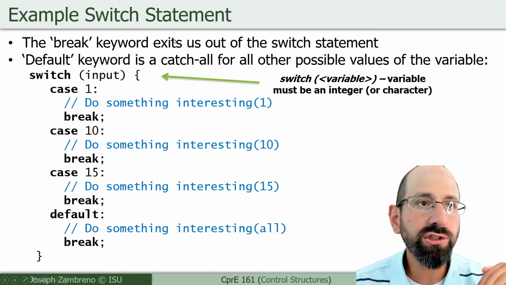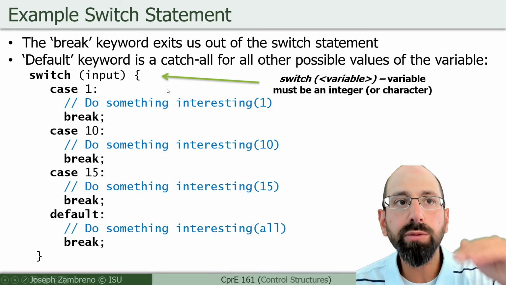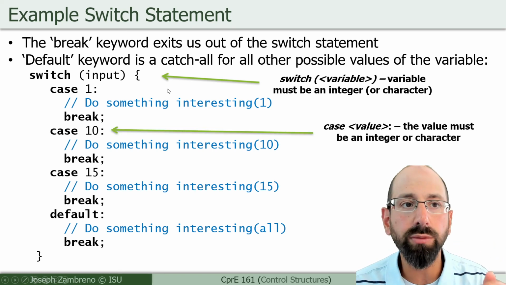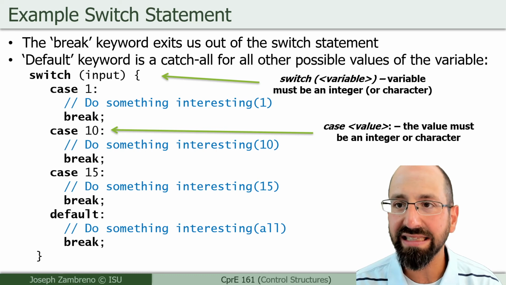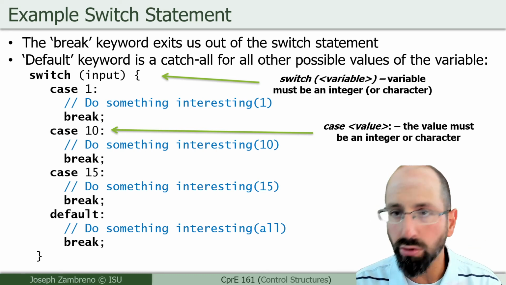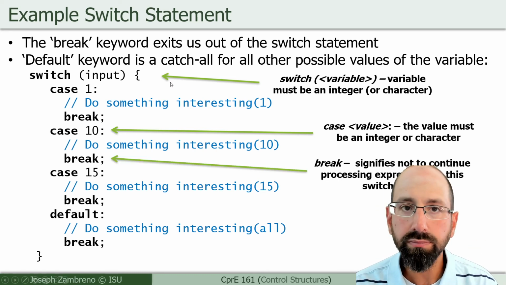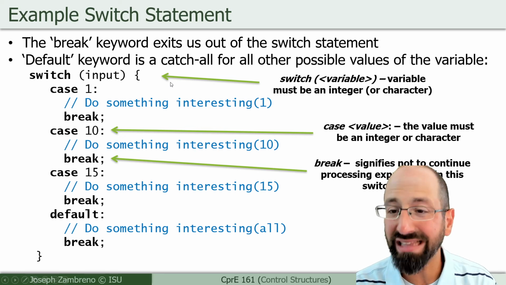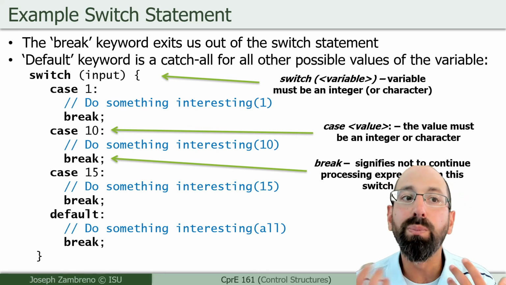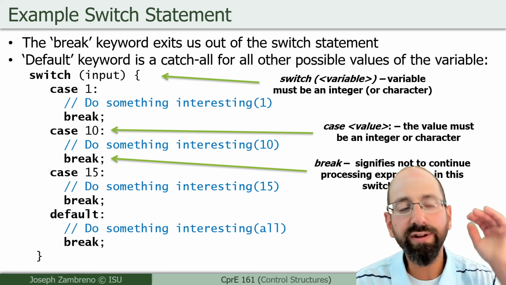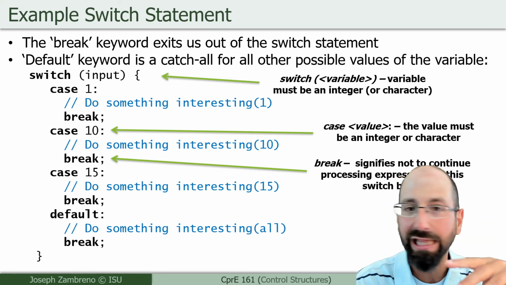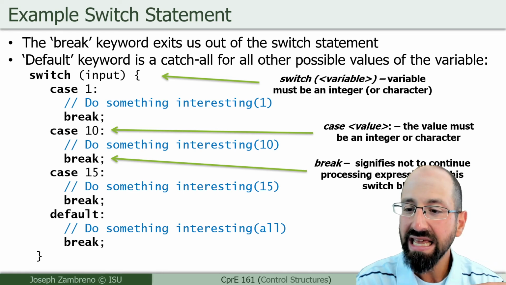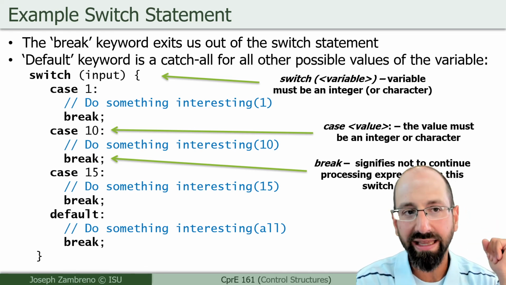We have the switch keyword, variable name, single integer variable. We have then the case value colon syntax there, and that value must be an integer or your character type there. And then the other keyword this is introducing that we'll see in some other context, the break keyword. That's saying we've gotten to that case statement. We want to do something based on the value of the input being 10. We then want to get out of here. I'm done with my case statement.